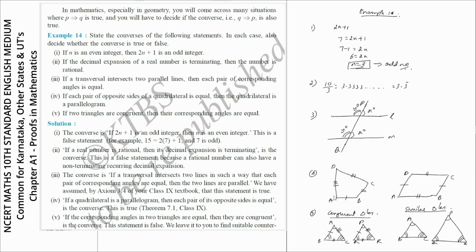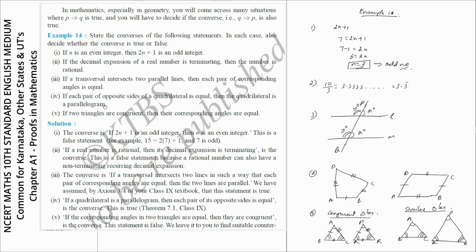See here, you can see the diagram of a quadrilateral and a parallelogram. A quadrilateral is a polygon formed by four sides. Even a parallelogram is a polygon formed by four sides, but in a parallelogram the opposite sides are equal in length. This length is equal to this length, and this length is equal to this length. Therefore both the statements are true.